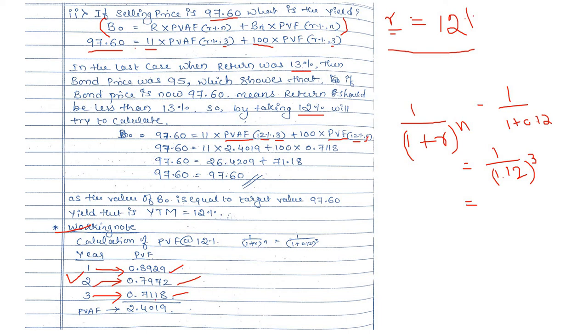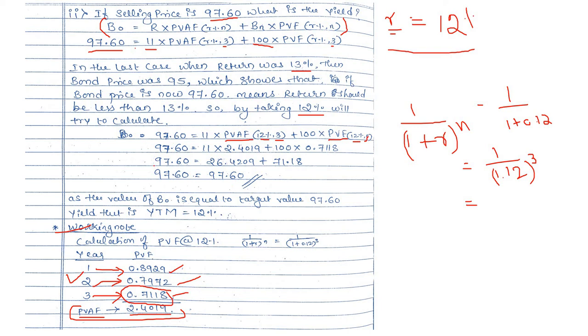Now we have to total the PVF values to get the PVAF value. So add 0.8929 plus 0.7972 plus 0.7118. We get 2.4019. What is that 2.4019? Nothing but your PVAF value. Then what is the PVF value? For N equal to 3, the third year value will be your PVF, which is 0.7118. Okay, so that is your PVF value.